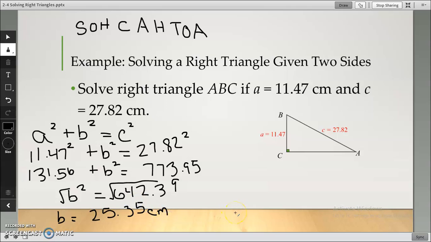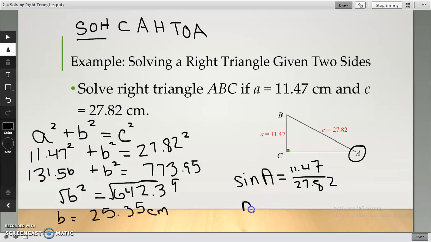Alright, so now we need to find our angles. I'm going to find angle A, so I'm going to look at it from angle A. If I look at it from angle A, I have the opposite side and my hypotenuse. Well, the one that deals with opposite and hypotenuse would be sine. So I'm going to do sine of A, and I'm just plugging things into my formula, equals my opposite side, which is 11.47, over my hypotenuse, which is 27.82.